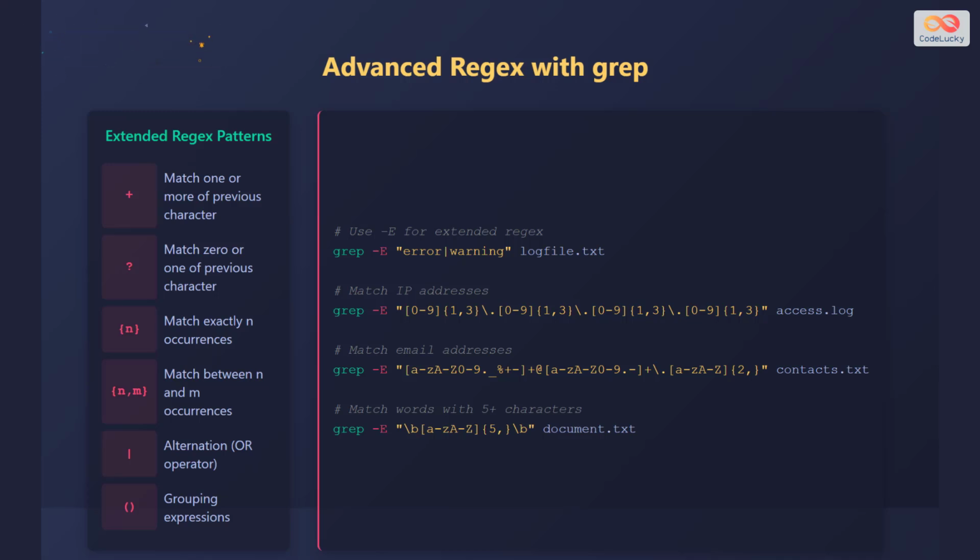access.log matches IP addresses. grep -E '[a-z0-9._%+-]+@[a-z0-9.-]+\.[a-z]{2,}' contacts.txt matches email addresses. grep -E '\b[a-z]{5,}\b' document.txt matches words with 5 or more characters.